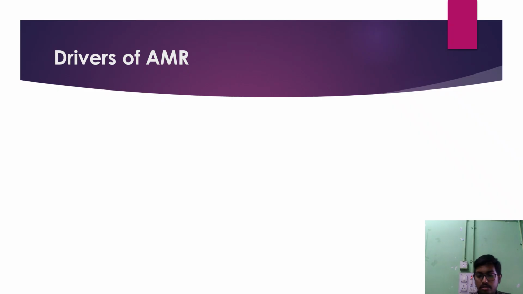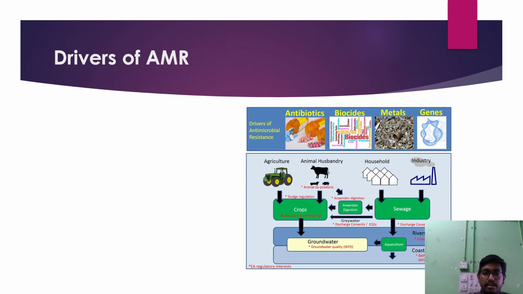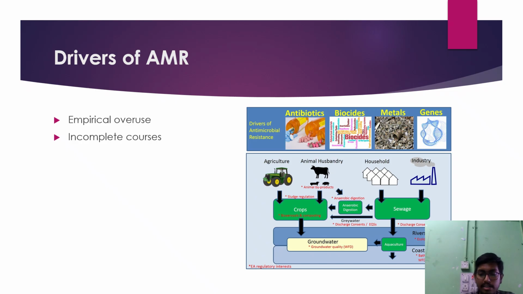Now, the drivers of antimicrobial resistance. They are the empirical overuse of antibiotics. That's why the resistance is occurring. There's the incomplete course, which is very common in our society: taking the antibiotic and not completing the course. Whenever they suspect they are cured, they individually stop the antibiotic by themselves, and thereby antimicrobial resistance occurs.